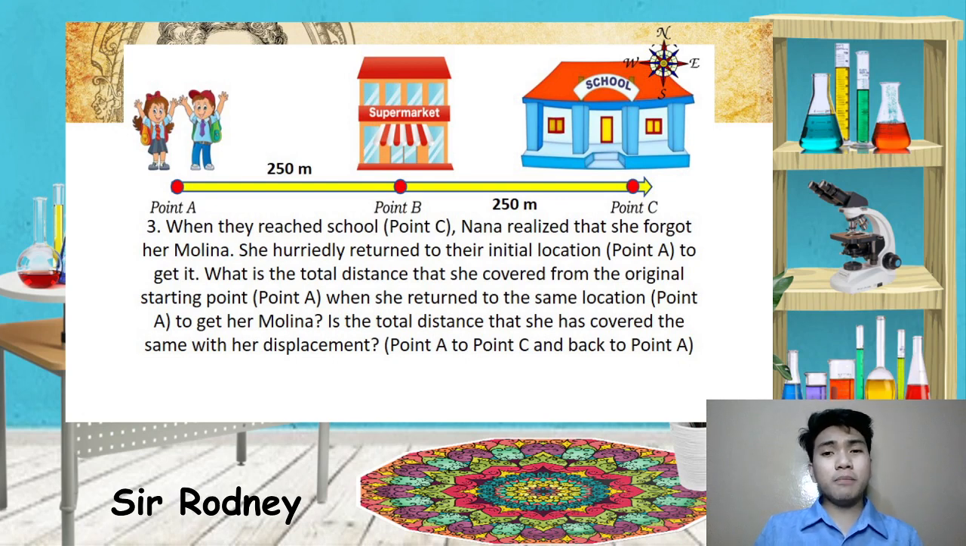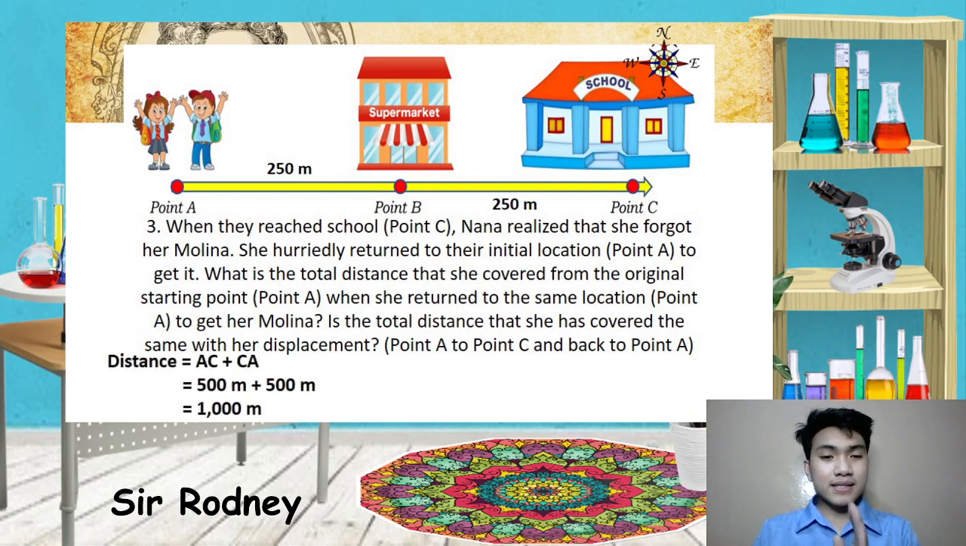In order to determine the distance, we must find the distance between point A to point C and point C to point A. Thus, in equation, we will have distance is equal to AC plus CA. The distance between AC and the distance between CA is the same. So, we will add 500 meters plus 500 meters, which is equal to 1,000 meters.